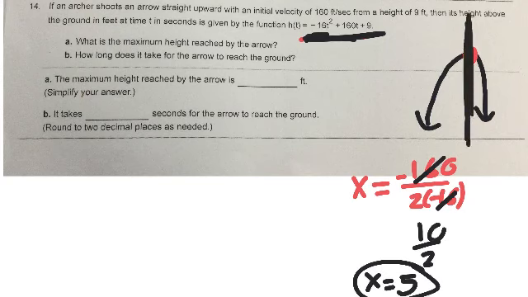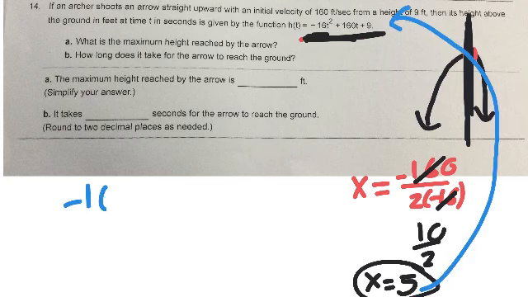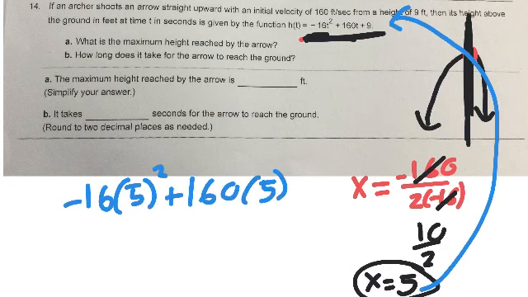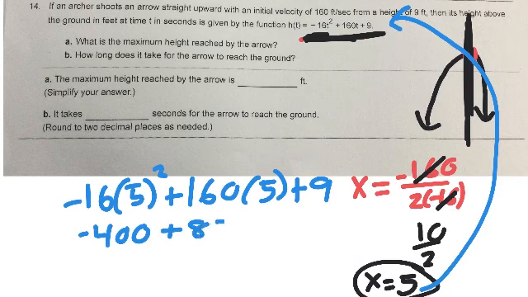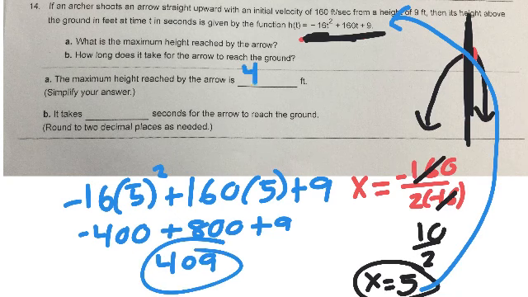So to find what that value is, we're going to plug 5 into the formula. So it's going to be negative 16 times 5 squared plus 160 times 5 plus 9. I'm going to have to use my calculator on this one. So that's 25 times negative 16. That's going to be negative 400. 160 times 5 is going to be 800 plus 9. So that should be 409 is the maximum height reached of the arrow.